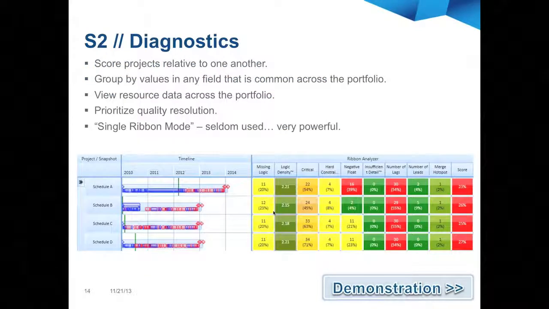And what we'll do is we'll go over into the software. Let me just see. We're definitely going to score projects relative to one another. So I have about a 3-project portfolio. I kept it kind of small. We're going to do some grouping, and we'll show you this single ribbon mode. And of course, we'll talk about quality and these other items as well.